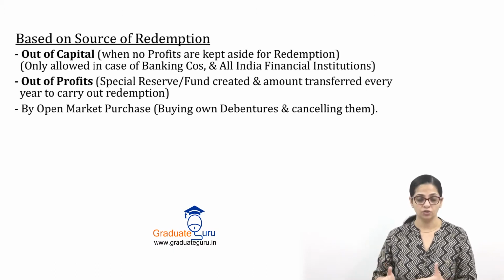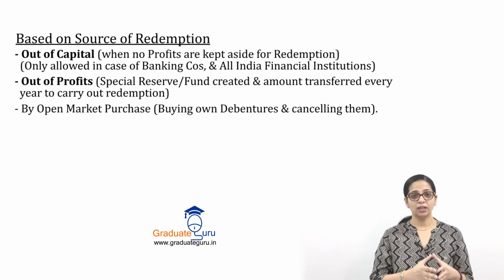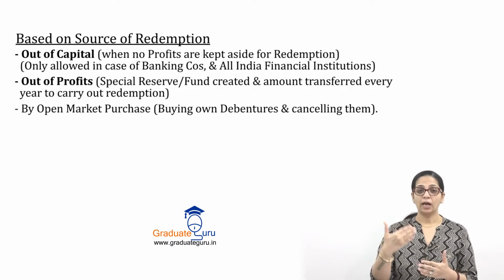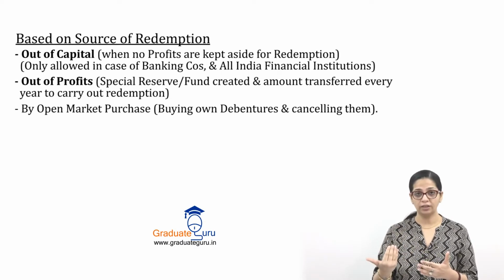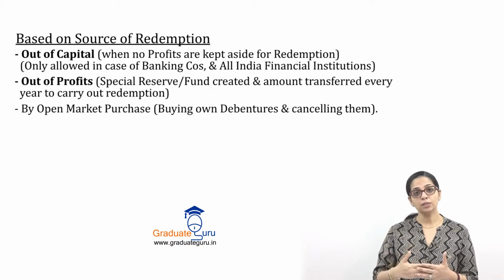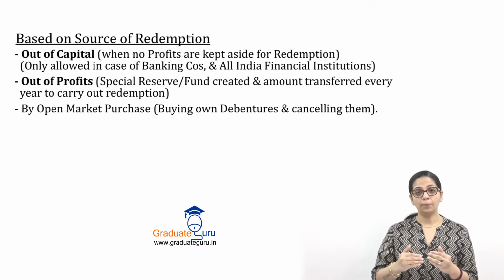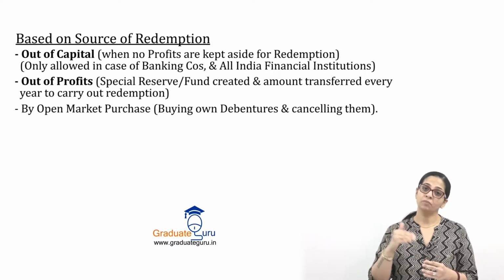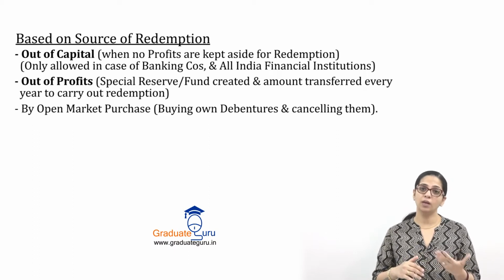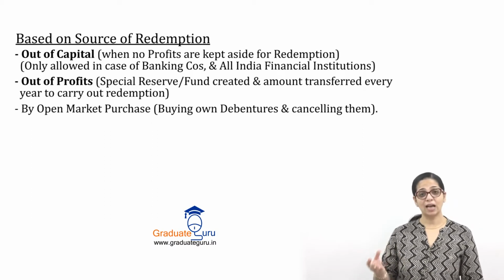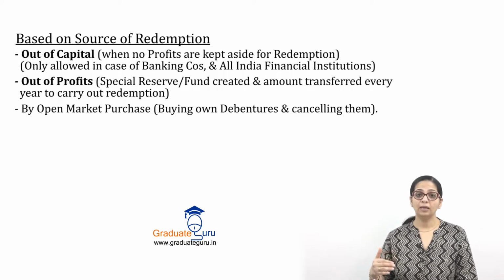How to record that profit and loss we'll see a little while later when we are doing the journal entries. So basically in this category, source of redemption, we have one is out of capital, another is out of profits, which we saw, debenture redemption reserve or fund to be created, and the third is by open market purchase. What is that? The company is buying back its own debentures from the market, and then in the future it will cancel those debentures.